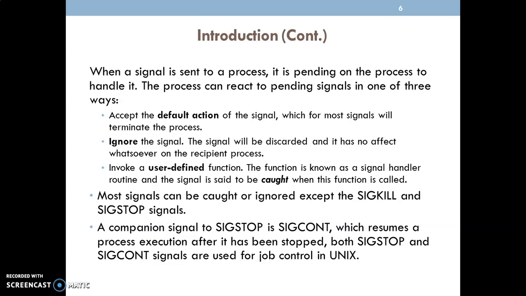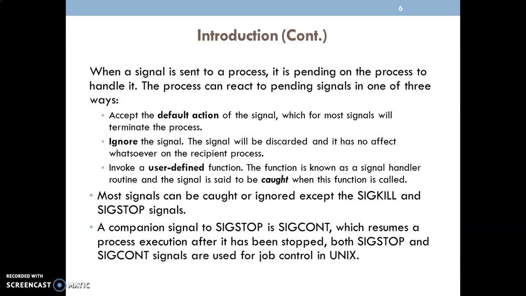When a signal is sent to a process, it depends on the process to handle it. The process can react to pending signals in three ways. That means, whenever a particular signal is received by a receiver process, it can react in different ways. One is accepting the default action, second is ignoring the signal, and third is a user-defined function.